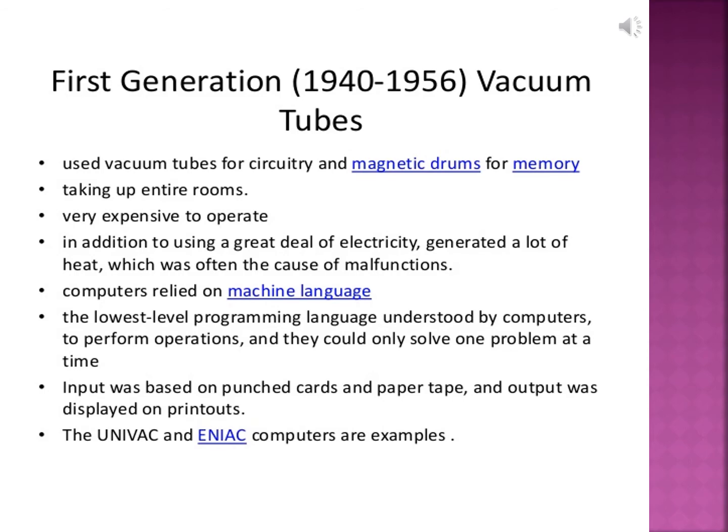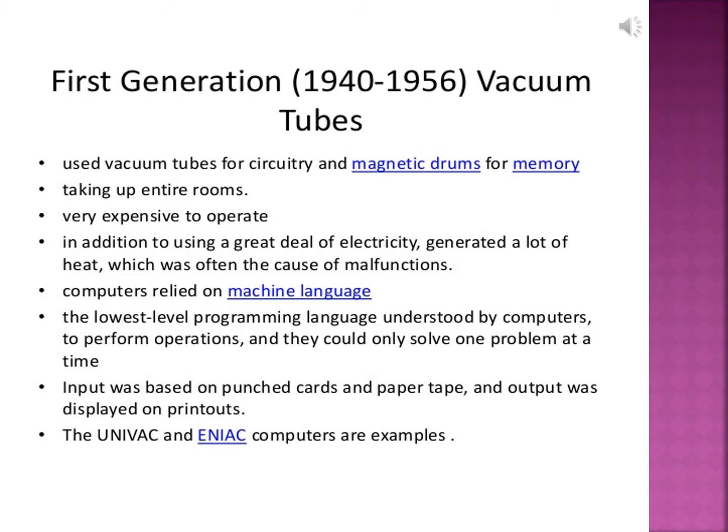In the 1940s, the first generation operating system came. It used vacuum tubes for circuitry and magnetic drums for memory. It took an entire room to establish the main system. It was very expensive to operate. In addition to using a great deal of electricity, it generated a lot of heat, which was often the cause of malfunctions.